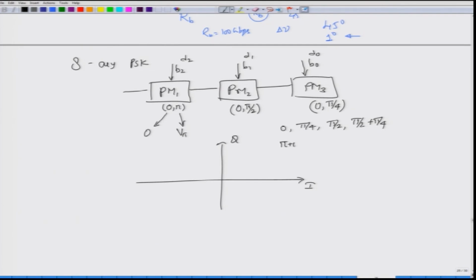So, you get pi plus 0, pi plus pi by 4, pi plus pi by 2, and pi plus pi by 2 plus pi by 4. Let us mark these points. 0 phase goes here, pi by 4 phase goes over there, pi by 2 goes here. They all have the same amplitude. Although it might not look very nice as a circle, you have to assume that I am putting everything on a circle. Pi by 2 plus pi by 4 is this one.